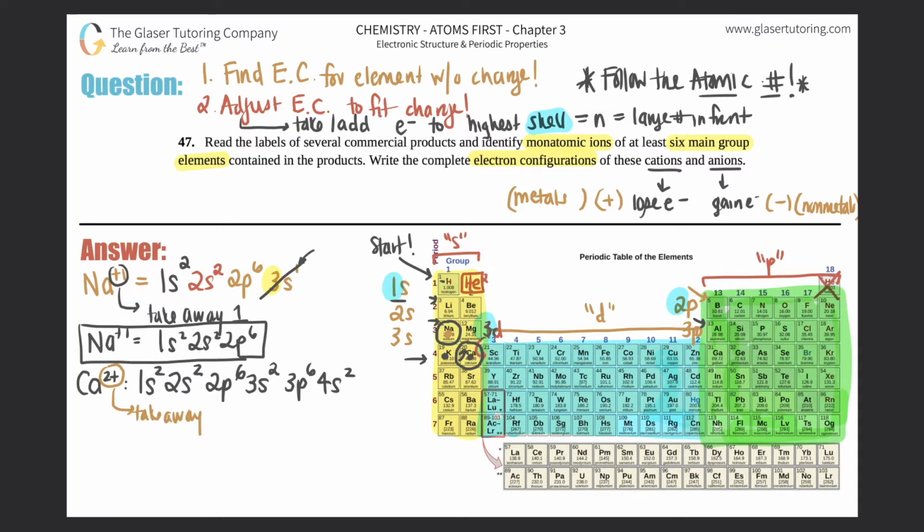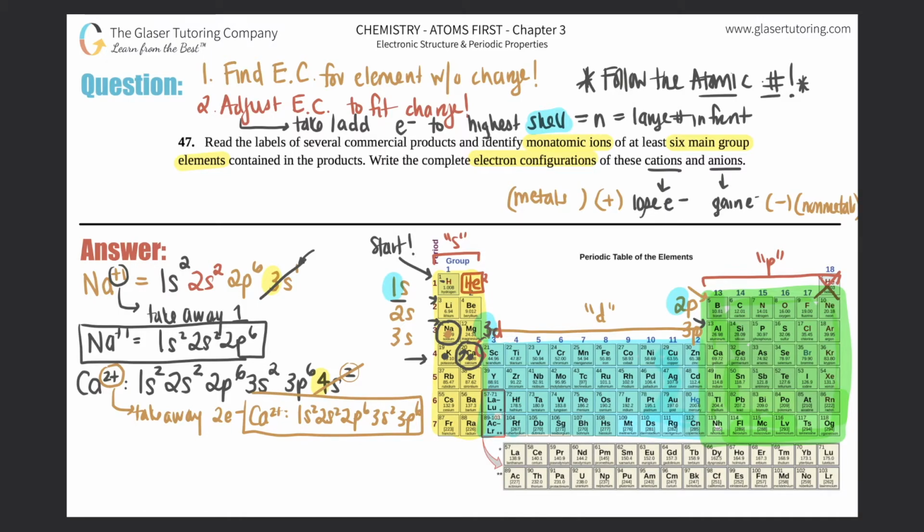So take it from the highest n number, the biggest number in the front, which is the 4. And there's that 2. So you just get rid of all of it. So calcium 2+ would be 1s2, 2s2, 2p6, 3s2, and then 3p6, that's it. Box that answer off. That's the final answer for that one.